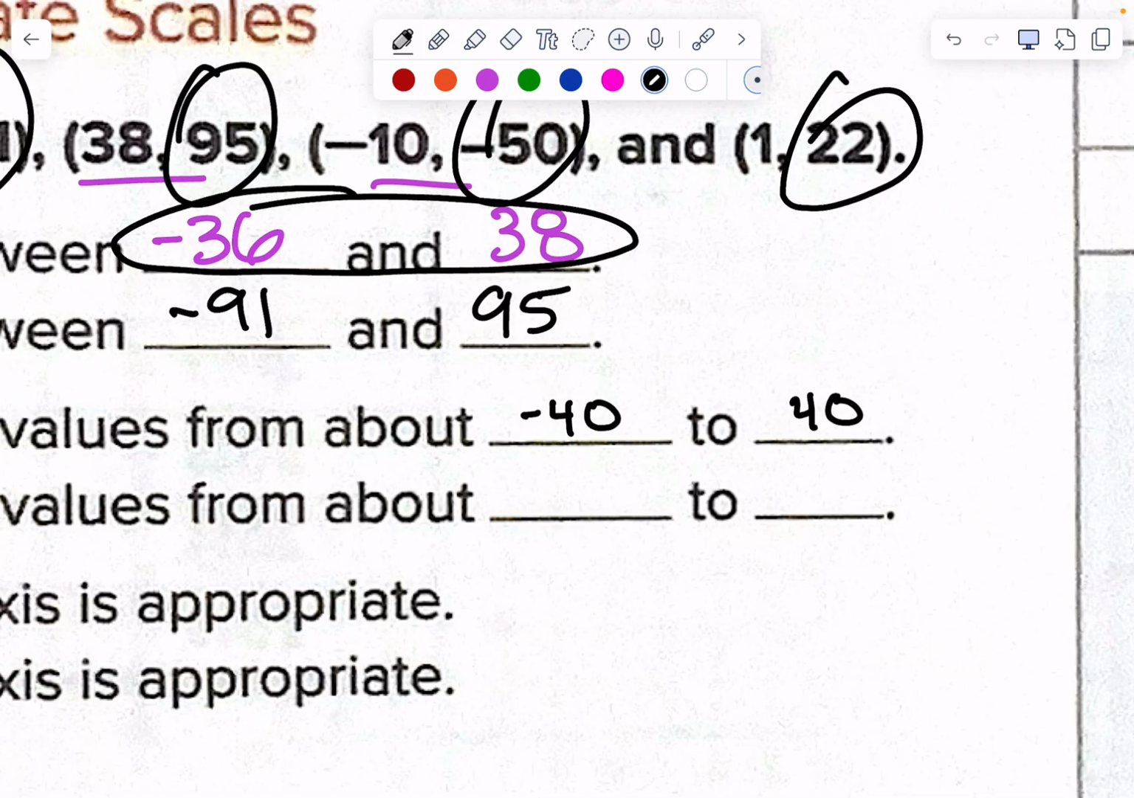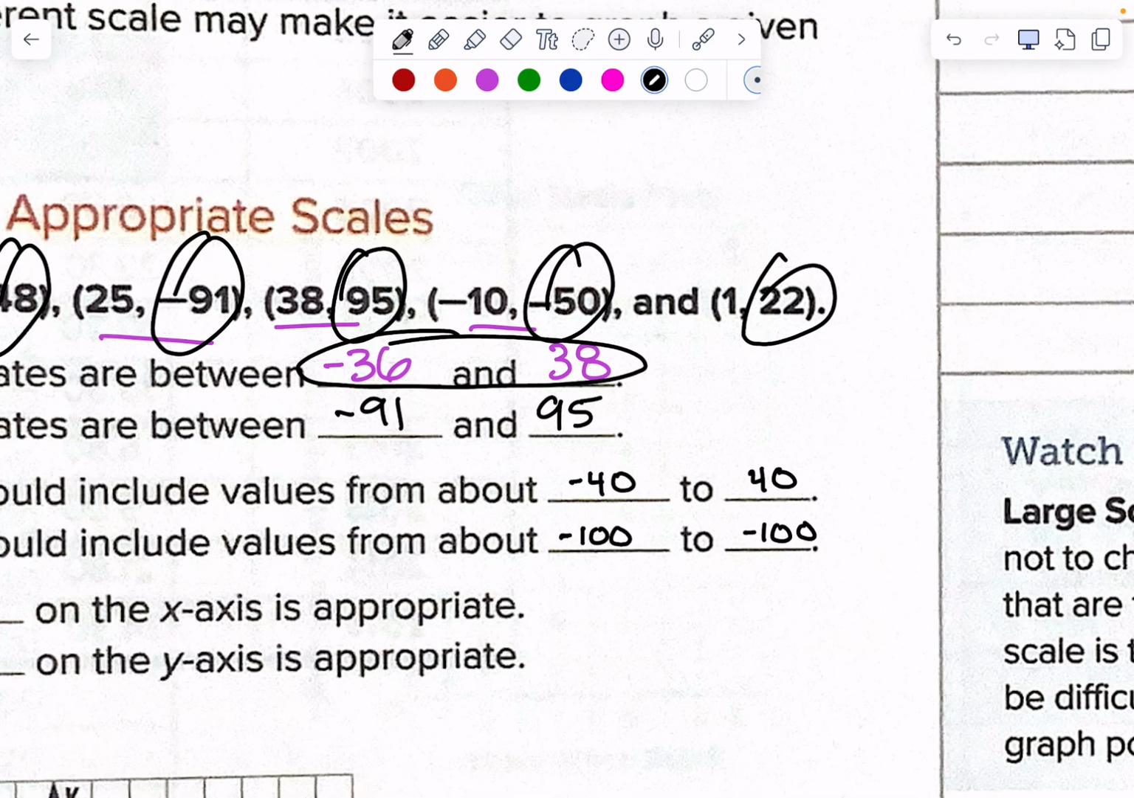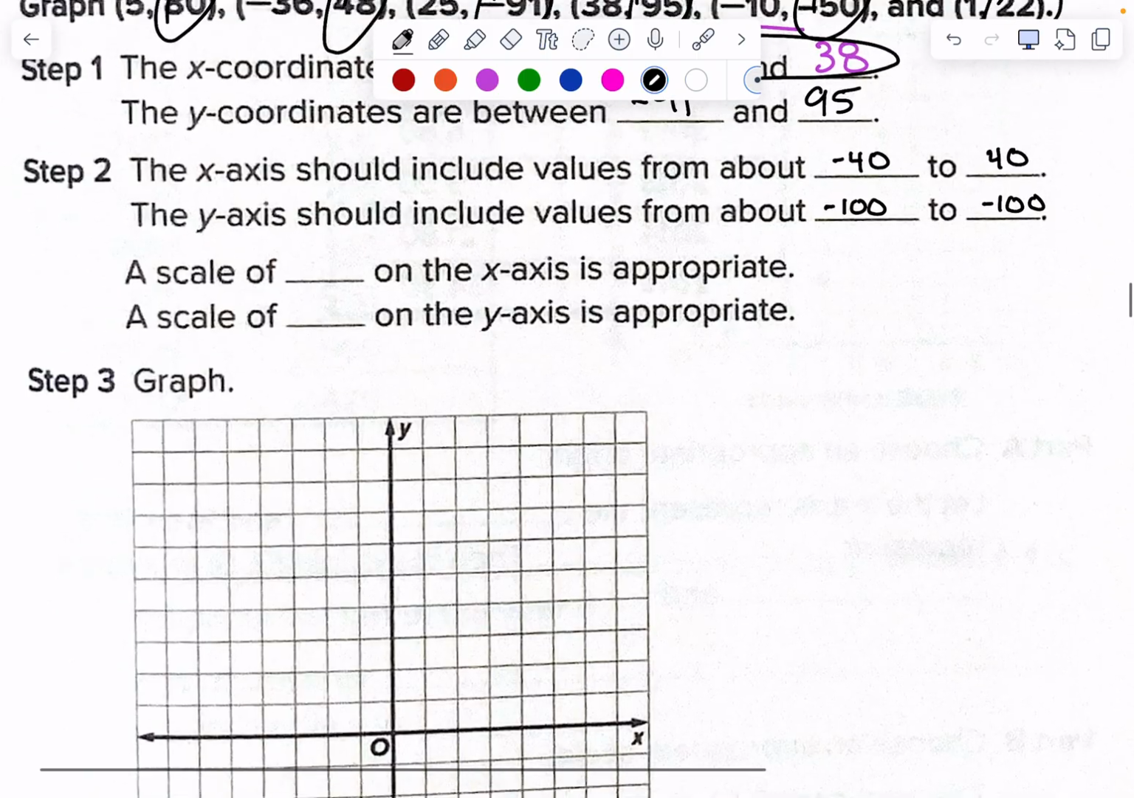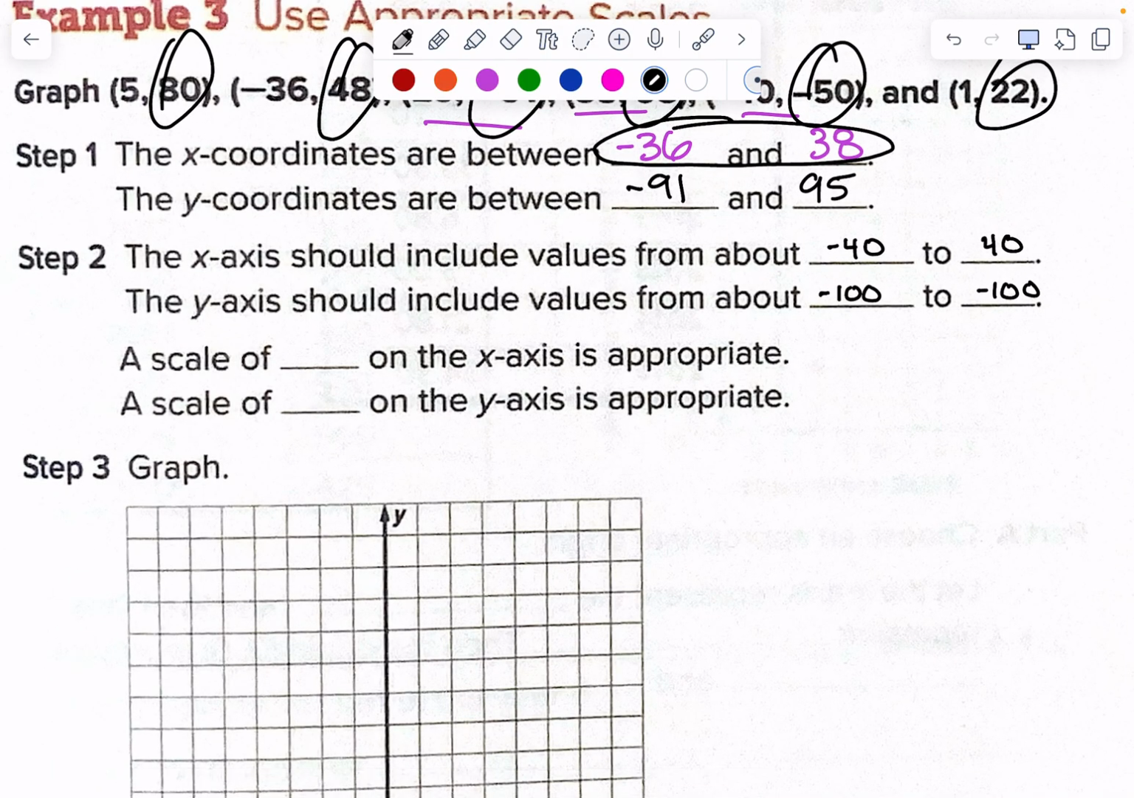Negative 90 to 100? No, because you've got negative 91, so you have to go outside of that. I would do probably negative 100 to 100 because those are really nice, easy numbers. So an appropriate scale on the x-axis is how much? Negative 100 and positive 100. I'm just seeing if you're paying attention, Elaine. Positive 100.